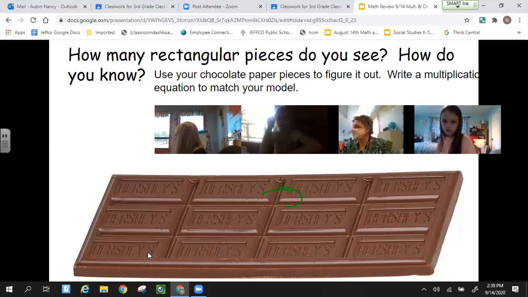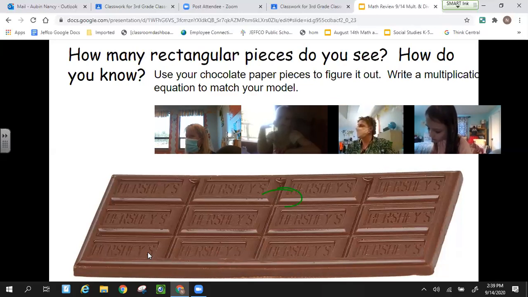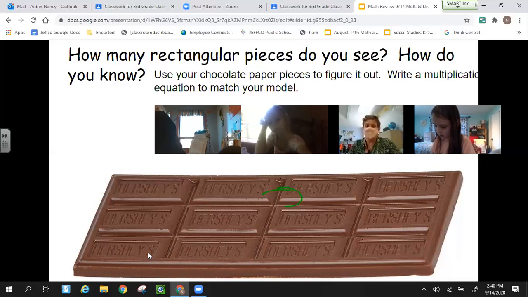How many pieces do you have? How many pieces are in that Hershey bar? And how do you know? Figure it out, count them, group them, whatever you have to do to show me how we could figure this out, looking at how that bar is arranged. How many pieces are in that Hershey's chocolate bar? You have them in front of you. Count them. Put them in groups. Make it look like that Hershey bar.